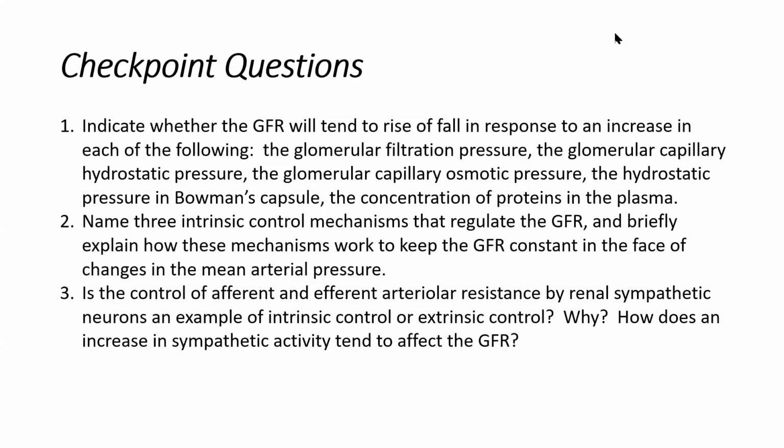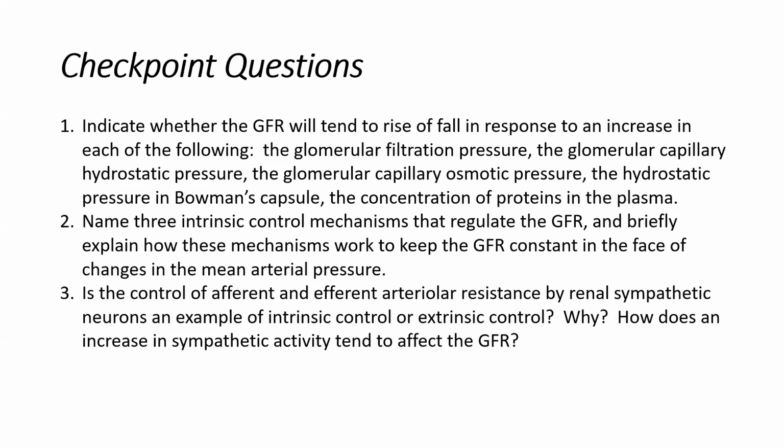And then the last question is: is the control of afferent and efferent arteriolar resistance by renal sympathetic neurons an example of intrinsic control or extrinsic control? Why? How does an increase in sympathetic activity tend to affect the GFR? So if we're controlling the size of the afferent and efferent arteriole via sympathetic neurons, this is a form of extrinsic control, right? The intrinsic mechanisms are things that the kidneys are doing within themselves.